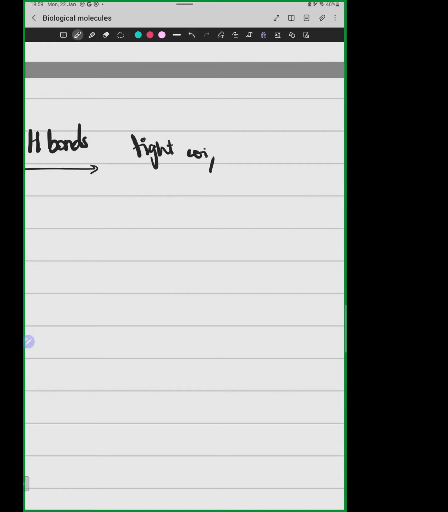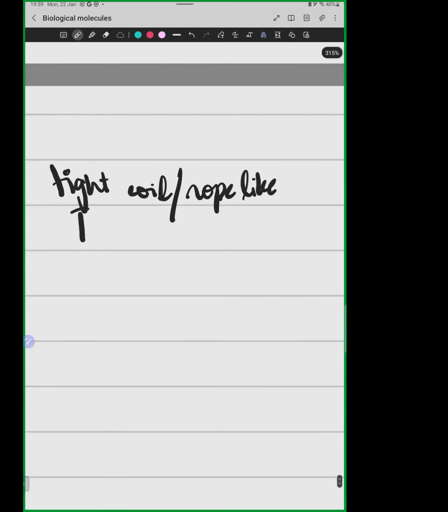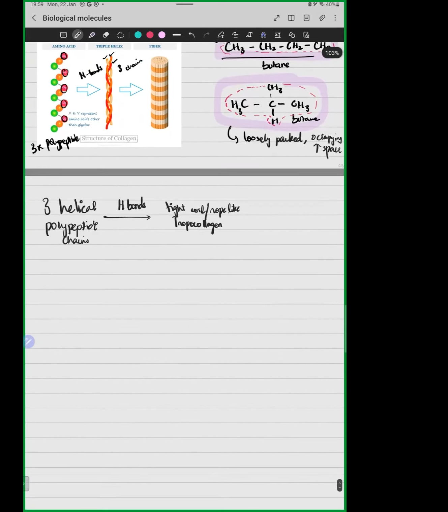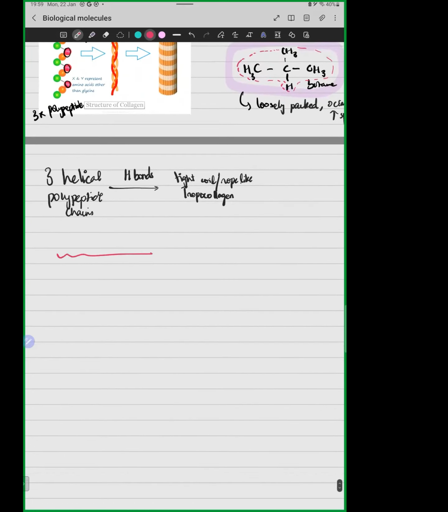Tight coil, or you can say a rope-like structure of tropocollagen. Now हमारे पास बहुत सारे जब ट्रोपोकोलेजन के मॉलिक्यूल्स आ जाते हैं, so numerous tropocollagen molecules. For example, this is one tropocollagen molecule, this is another tropocollagen molecule, this is another tropocollagen molecule. So numerous tropocollagen molecules, they combine together via covalent crosslinks.